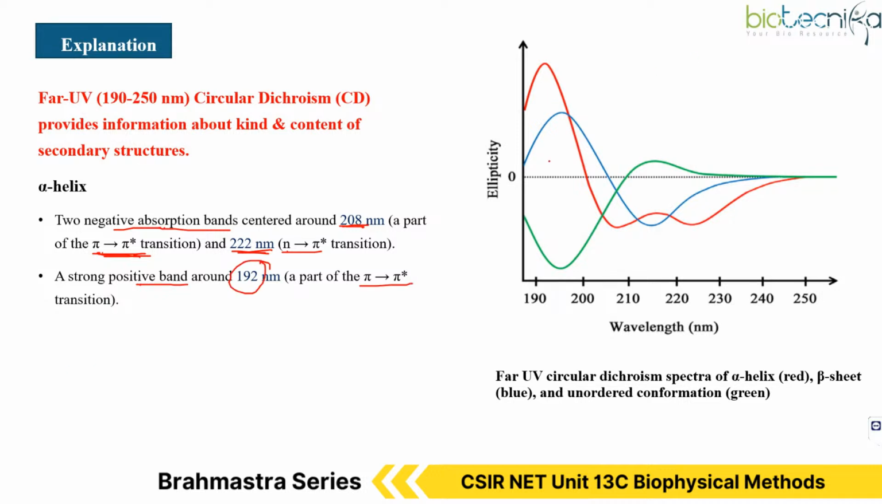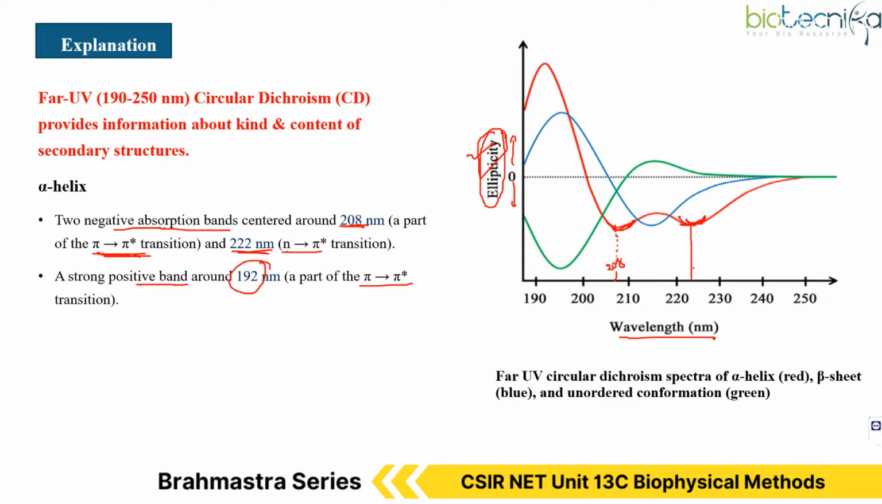So here in this particular spectra given, you can see wavelength is given on the x-axis and ellipticity is given on the y-axis. So we can measure the circular dichroism spectra, plotted as ellipticity versus wavelength. Above 0, it indicates the positive bands, and below 0, it indicates the negative bands. As I told you, there are two negative bands. This is one negative band, and this is the another negative band. One is around 208 and another is around 222 nm.